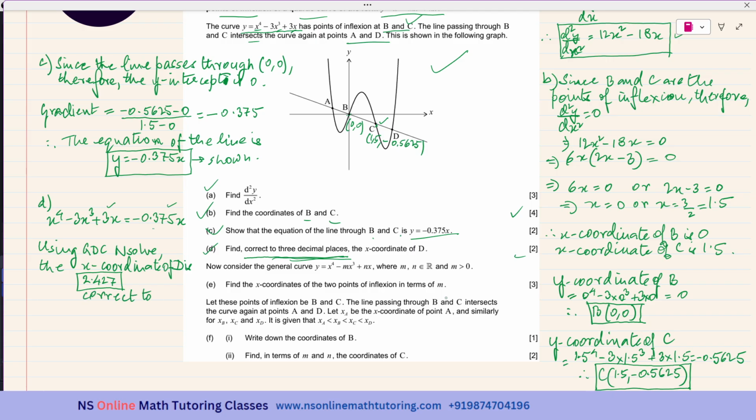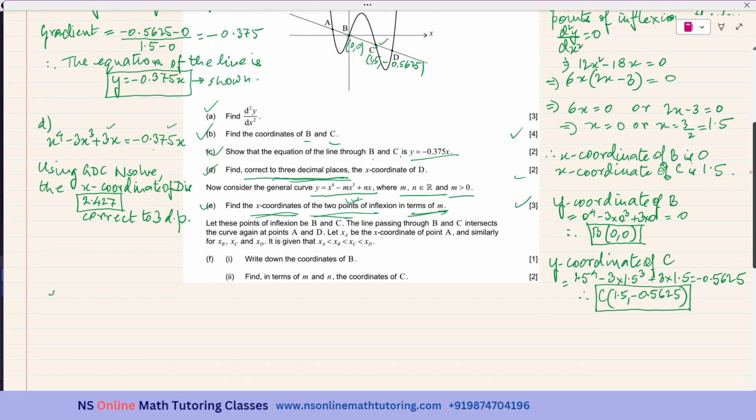to 3 decimal places. Okay. Now consider the general curve y equals x to the power of 4 minus mx cubed plus nx, where m and n are real numbers and m is greater than 0. So part E's question is: find the x coordinates of the 2 points of inflection in terms of m. They are not naming them as B and C. It is containing 3 marks.